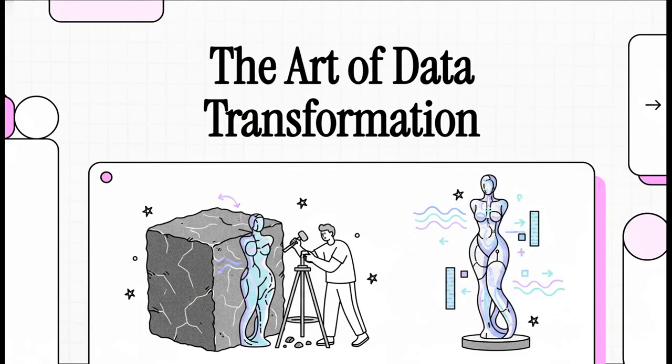Welcome to The Explainer. Today, we're jumping into something really cool, the art of data transformation. It's basically the magic of turning raw, messy info into something you can actually use, something with real value.